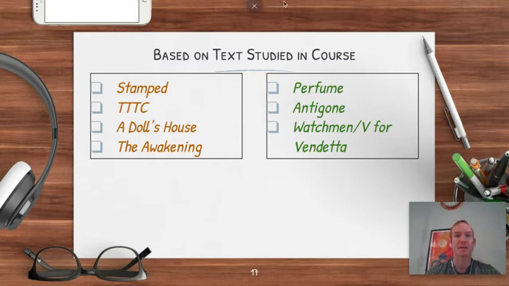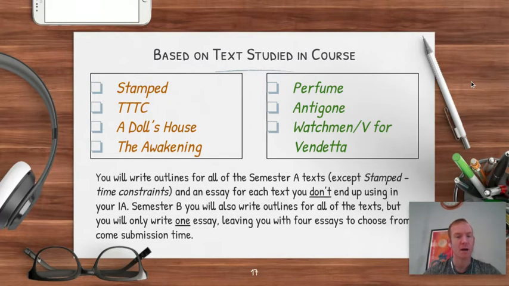The next thing, it needs to be based on a text that we studied together in the course, right? Semester A's texts are on the left, semester B's texts are on the right. So the way I've structured our class is you're going to write outlines for all of the semester A texts except for Stamped. We just don't have time for that one.